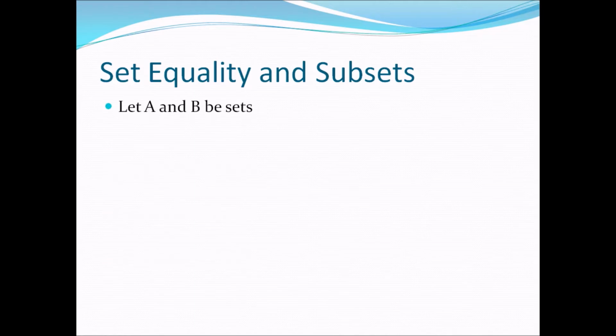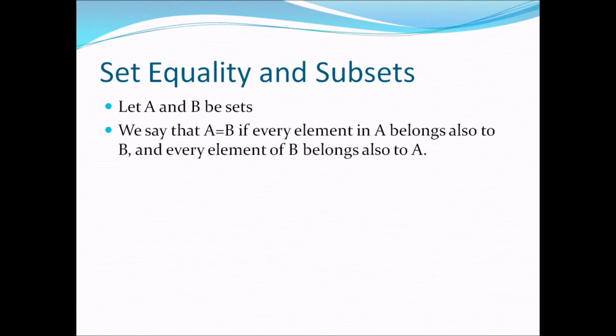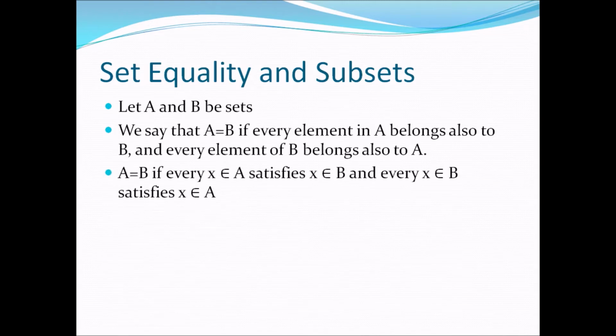So let A and B be sets. We say that A is equal to B if every element of A also belongs to B, and every element of B belongs also to A. So two sets are the same if they contain the same elements. You could write this using our shorthand: A is equal to B if every x in A satisfies x in B, and every x in B satisfies x in A.